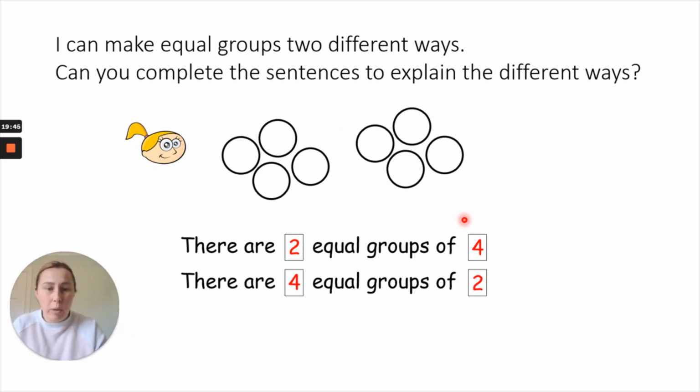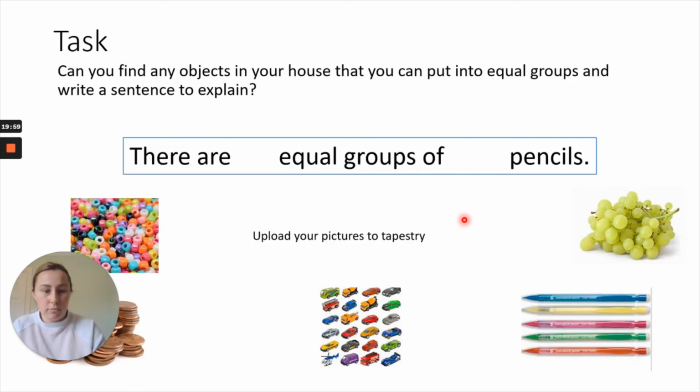That will be much easier to understand if you have got something in front of you to sort into groups of 2. Get your grown-up to help you. And your task for after this lesson finishes is I would like you to find some objects in your house, just a little bit like I've asked you to help you with that last question. And can you put them in equal groups and write some of the sentences that we did before to explain your groups?